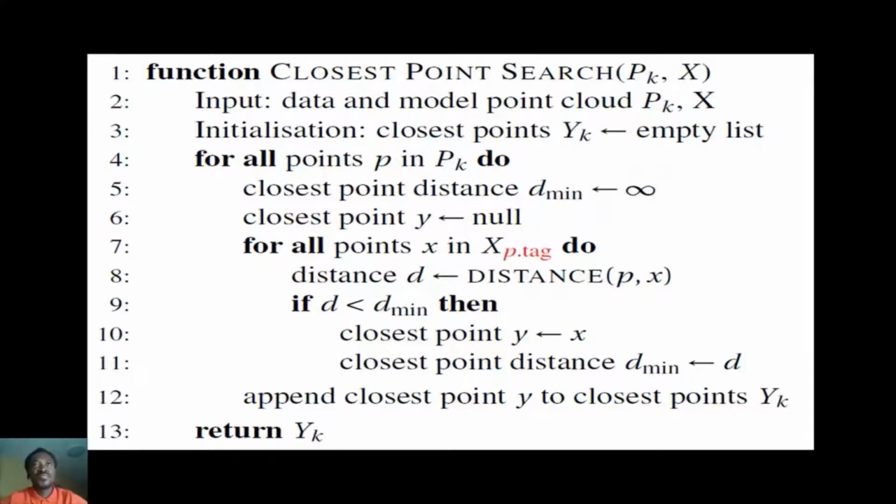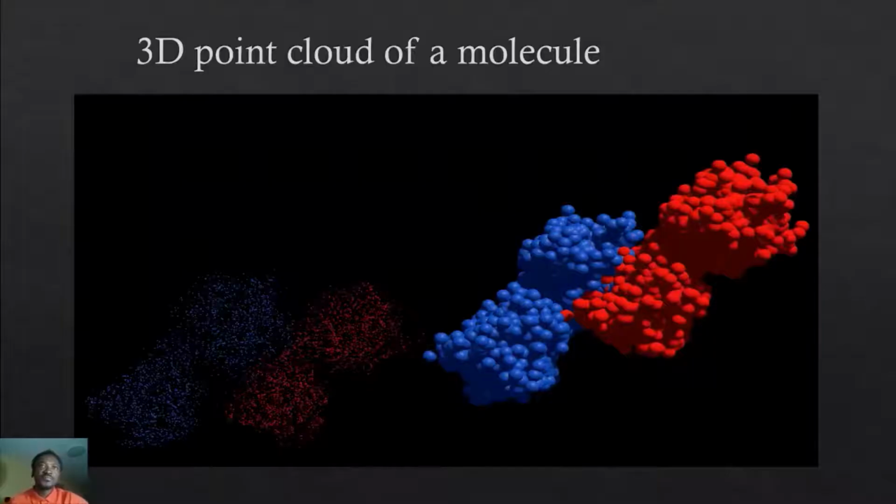Tagged ICP only modifies the closest point search method of the base ICP algorithm, and this modification uses the metadata of the protein shape to speed up the search for correspondence and improve the registration accuracy. The model point cloud X has been partitioned by the tag P, and only the partition corresponding to this tag of P is searched.